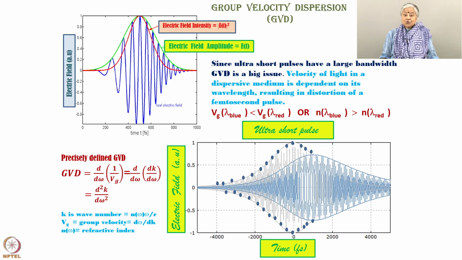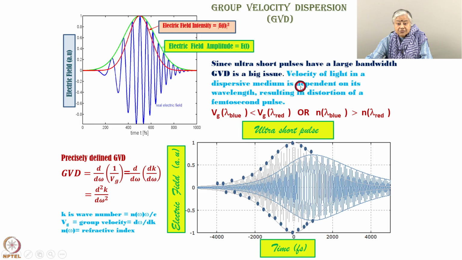So, what are the distortions that group velocity dispersion brings about to a temporal pulse, a pulse in the time domain? That is what I want to describe here. I have written that here in short. Since ultrashort pulses have a very large bandwidth, GVD becomes a very big issue, and the velocity of light in a dispersive medium is dependent on its wavelength, that you already know, resulting in distortion of a femtosecond pulse.